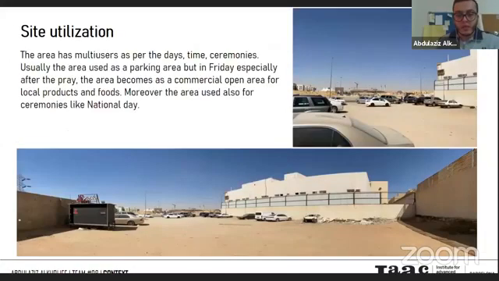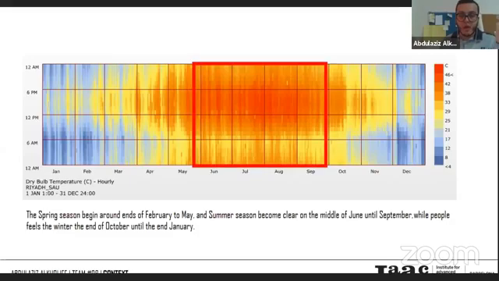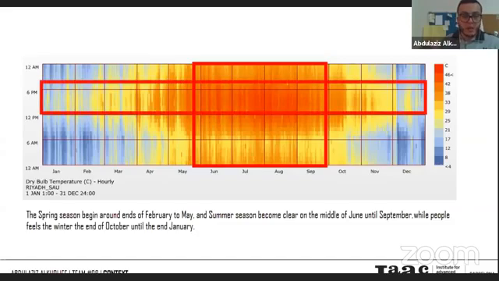Our site is already used by students. It's an empty area used by students every Friday. They sell products, and for example, if you see the bottom picture, food trucks and some handicrafts to increase their incomes. So we see here our hourly temperature per year. The hottest period is from January to September, and these are the critical hours. You cannot go outside because the temperature is more than 46.